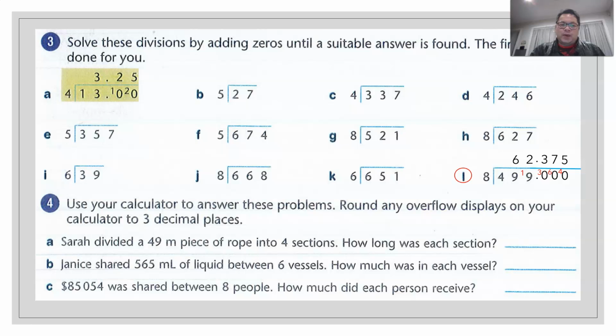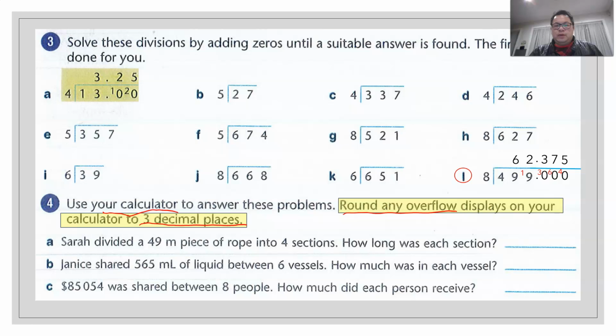And for the next part, again, you are allowed to use a calculator to solve it, and leave your answer in 3 decimal places. Remember whether to round any overflow display, whether to round up or round down. I leave it to you. You have to look at the 4th decimal place to decide. Got it? So that's all for today's lesson.